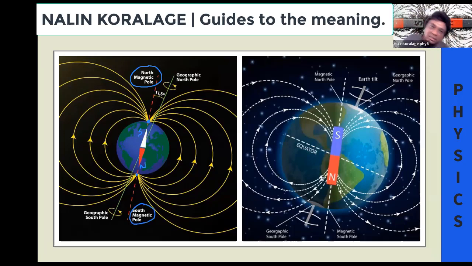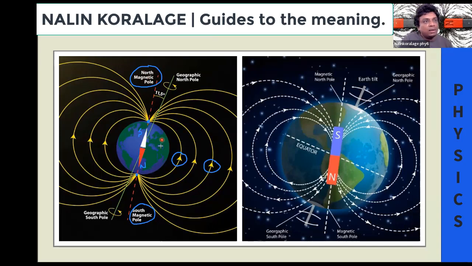Regarding the Earth's magnetic field, the south pole is the bottom one and the north pole is the top one. Now you can compare the directions of the magnetic field lines. Regarding the Earth's magnetic field, the lines are away from the south pole and towards the north pole. Did you get that? Again, field lines are away from the south pole, very important, and towards the north pole.